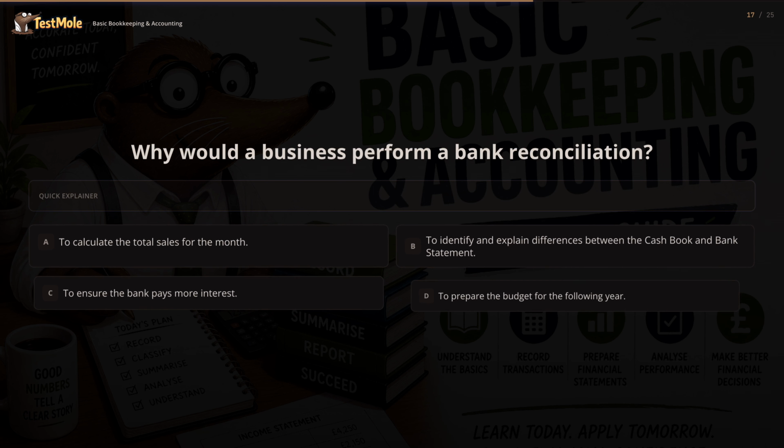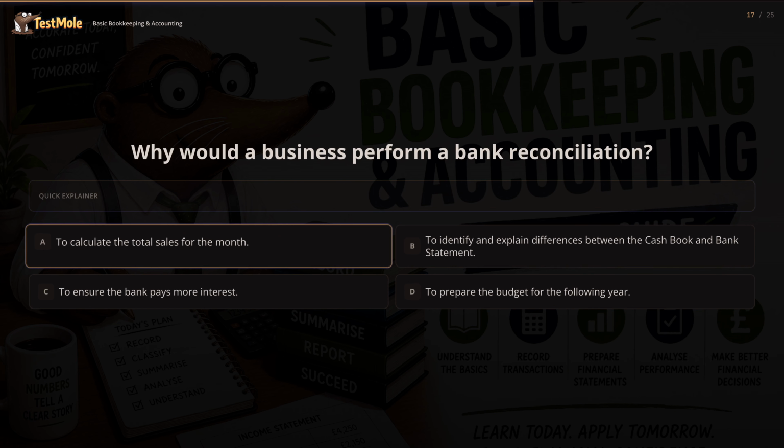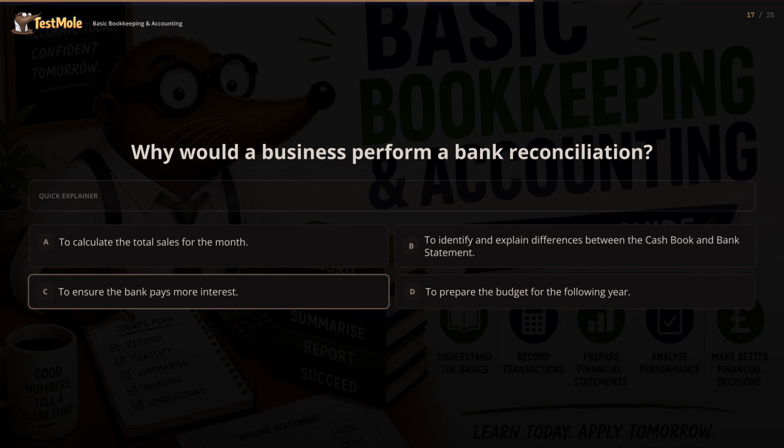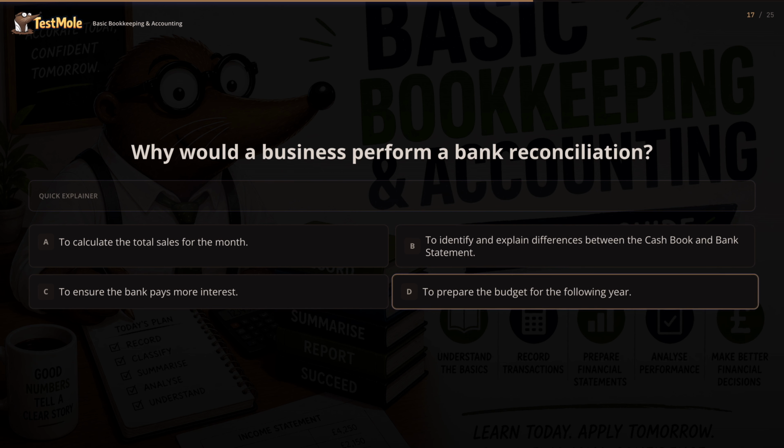The options are: A. To calculate the total sales for the month. B. To identify and explain differences between the cash book and bank statement. C. To ensure the bank pays more interest. D. To prepare the budget for the following year.